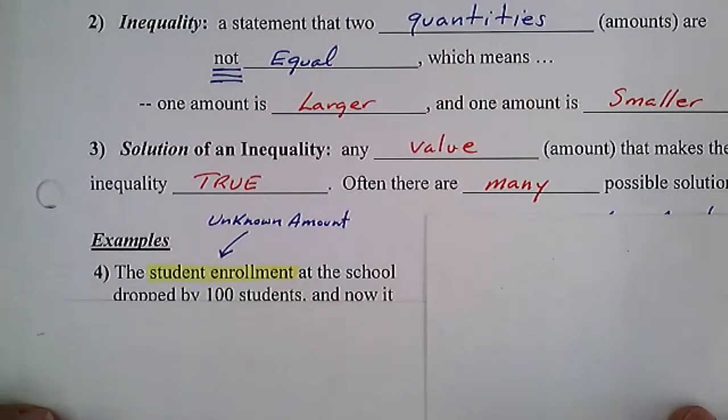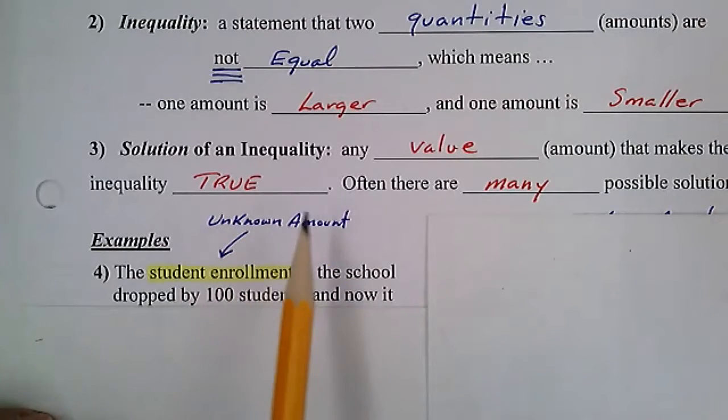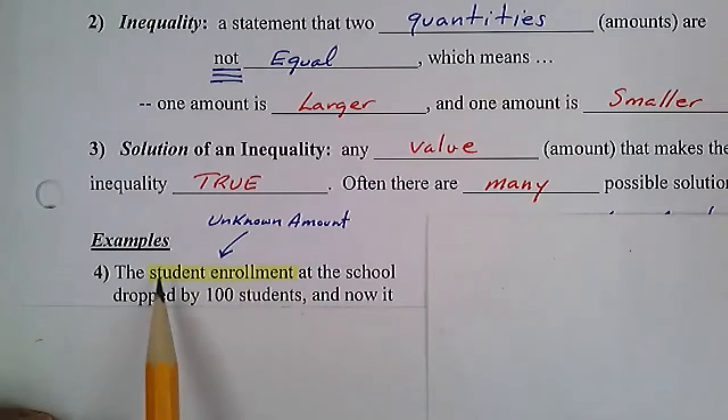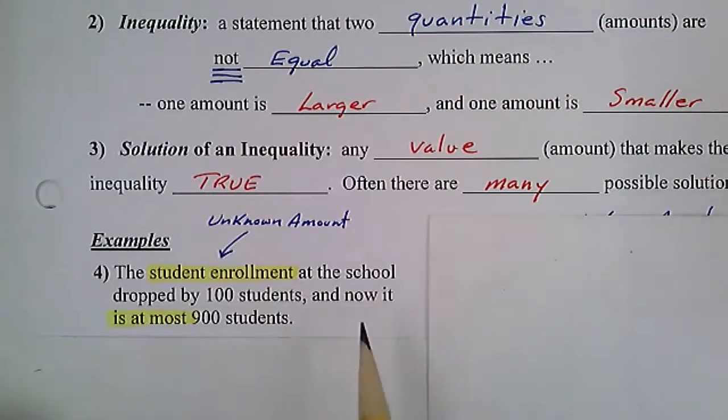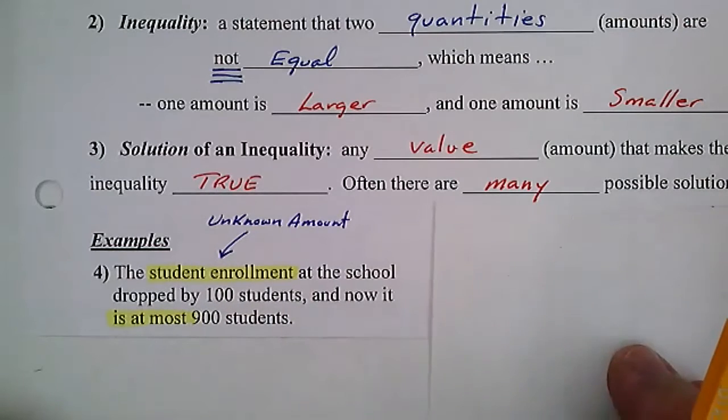So in this first example, the student enrollment. We don't know what the student enrollment is. That's our unknown amount. That will be our variable. The student enrollment at the school dropped by 100 students. So keyword dropped by 100 students. And now it is at most 900 students. So based on our first two lessons, Part 1 and Part 2, we should know how to interpret this and turn it into a mathematical inequality.